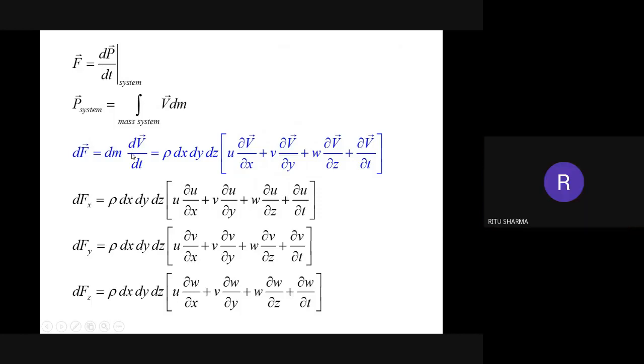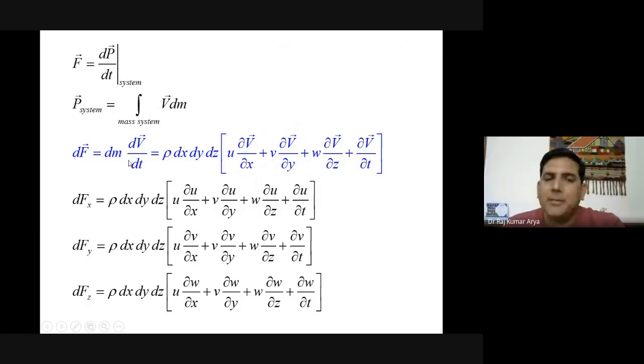So that would be df equals dm times da. Practically, this is your da, differential acceleration. So acceleration can be calculated by dv upon dt. Correct or not?